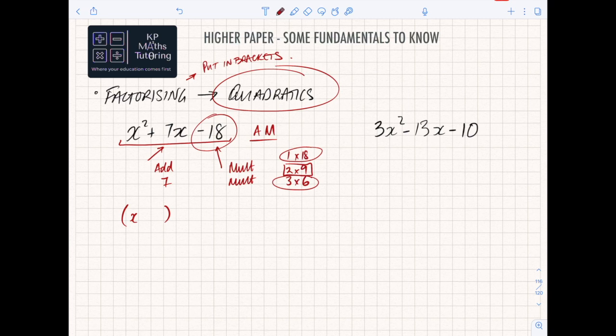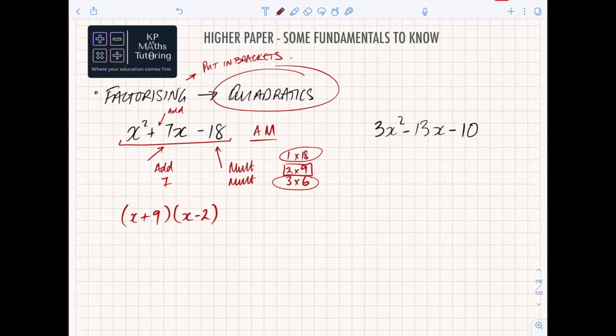So you put your x in both brackets. You put your 9 and your 2. And now you just need to figure out which one's negative and which one's positive. I need the numbers to multiply to minus 18, so one will be negative and one will be positive. And I need it to end up adding to this positive 7. So I need a positive 9, because 9 minus 2 gives me positive 7, and 9 times minus 2 will give me my minus 18.